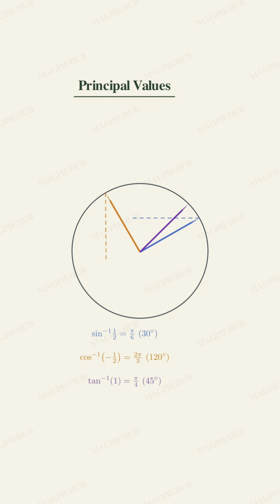Let's compute some principal values. Sin inverse of 1/2, which angle has sine 1/2? In the right half it's pi over 6, 30 degrees. Now cos inverse of minus 1/2, in the upper half it's 2 pi over 3, 120 degrees. And tan inverse of 1 equals pi over 4. Remember, the answer is always the angle inside the principal range.